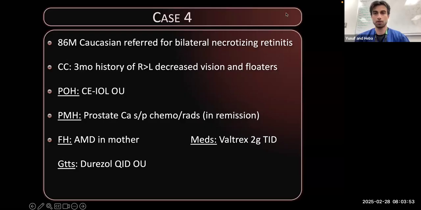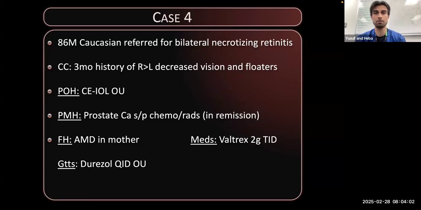So case 4 is an 86-year-old Caucasian man who was referred for bilateral necrotizing retinitis by his ophthalmologist, and he had complained of a 3-month history of right greater than left decreased vision and floaters in both eyes. His past medical history was significant for prostate cancer, although he was in remission, and he had been placed on Valtrex 2 grams 3 times a day and Durezol 4 times a day for suspected viral retinitis. This had been in place for about 3 weeks by the time we saw him.